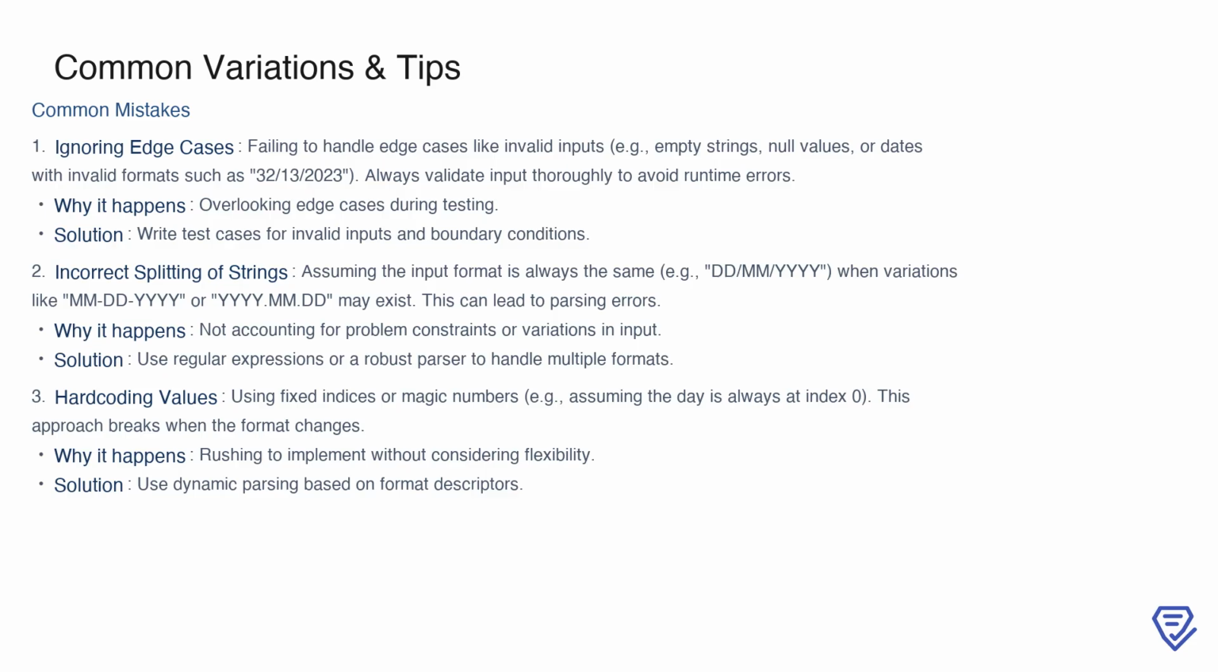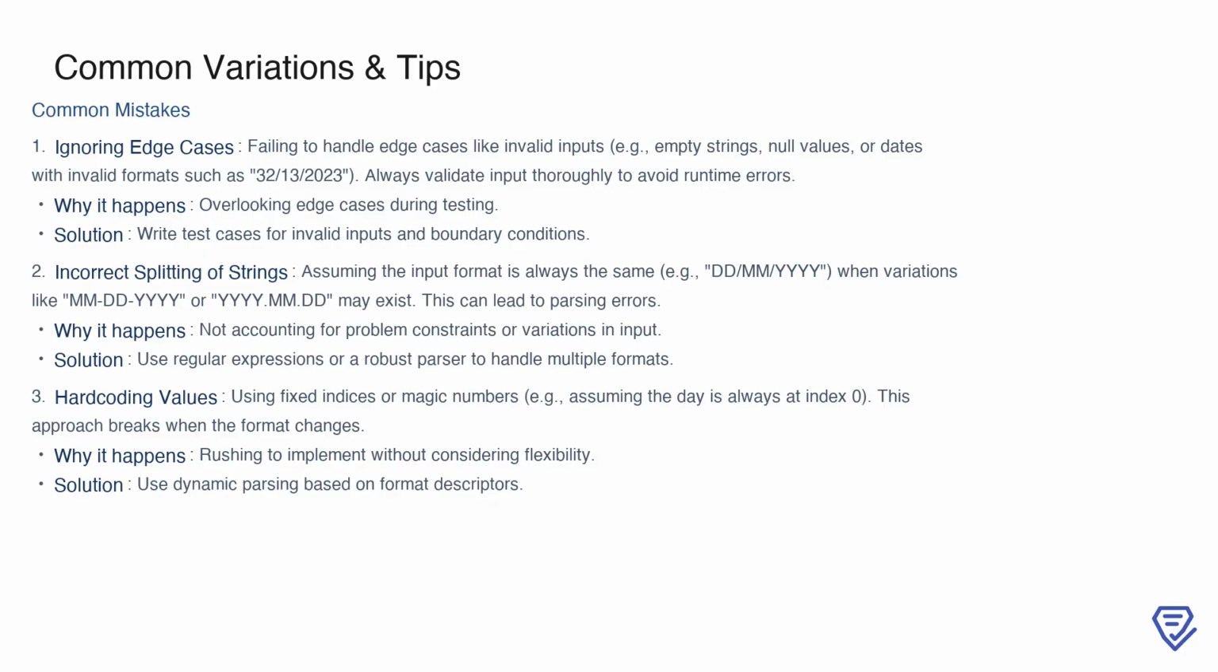One frequent issue is ignoring edge cases, such as invalid inputs like empty strings, null values, or dates with incorrect formats like 32/13/2023. These types of inputs can cause runtime errors if not handled properly. This often happens because edge cases are overlooked during testing. To address this, it's essential to write test cases that cover invalid inputs and boundary conditions.